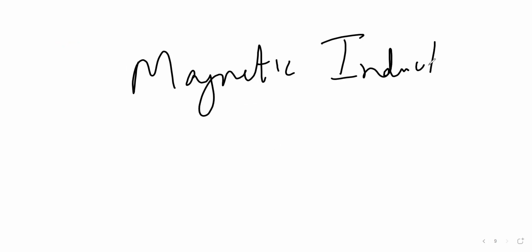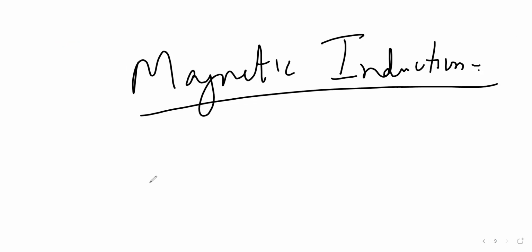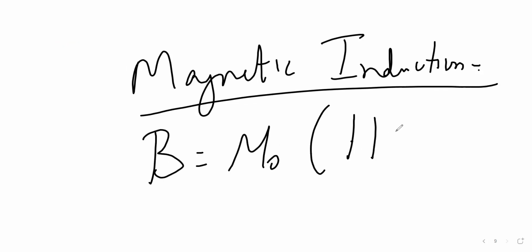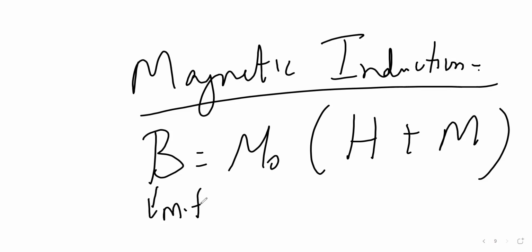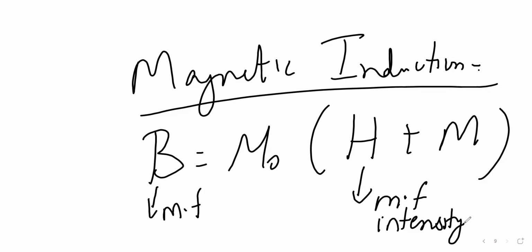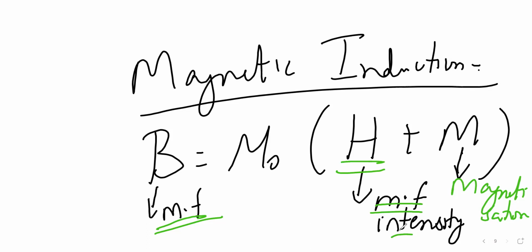Then again I'll go back to our class 12th. The magnetic induction formula. Correct? B is equal to mu naught into H plus M. B is my magnetic field. H is my magnetic field intensity. And M is my magnetization. And I think you know what mu naught is: permeability in free space. So B is my magnetic field, H is my magnetic field intensity, and M is my magnetization.